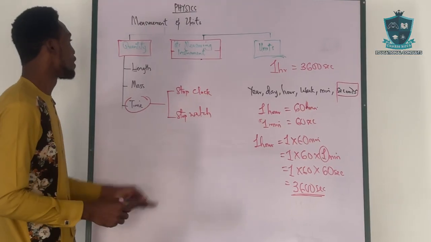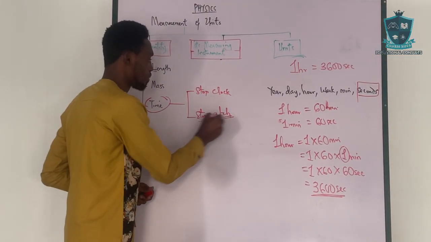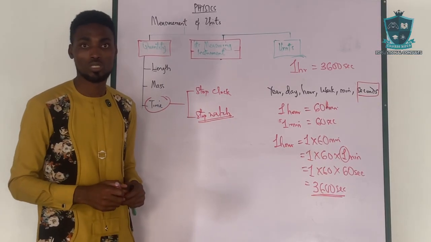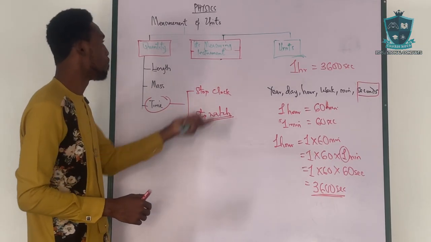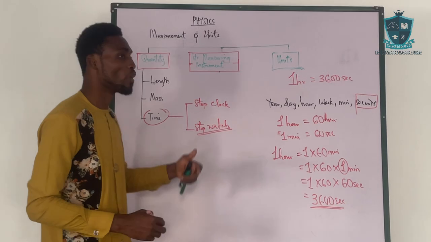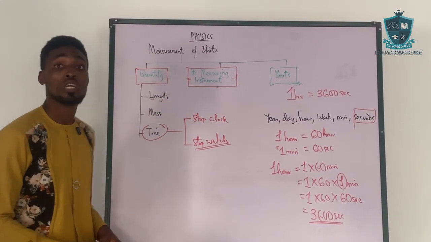That being said, the most accurate of these two instruments is the what? Stopwatch. Because you can measure in milli and microseconds. Now that you understand all of this, you know why we measure quantities: without measuring the quantities, we cannot effectively use them to carry out calculations. So put that in your mind, and I'll see you in my other video.